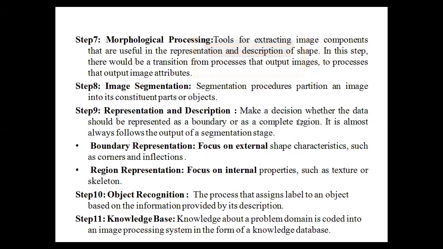In the total image, do we need only the boundary, or do we need to concentrate on the complete region inside it? Based on the problem domain, either the boundary or the complete region of the image will be represented in this representation. Okay ma? So here it almost always follows the output of a segmentation stage. Segmentation is also used to get the information about the particular object. That's why it almost always follows the output of a segmentation stage.